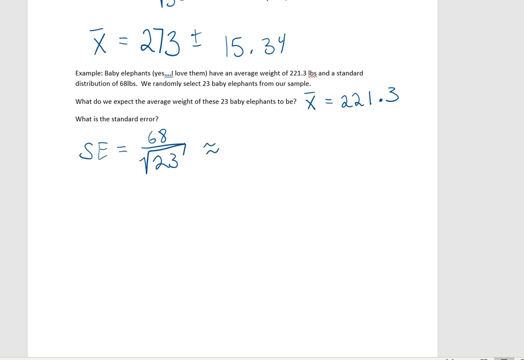Let's just go ahead and round that to 2 decimal places. So what we end up getting is 14.18. So again, the verbal interpretation of this is that if we take 23 randomly sampled baby elephants from our population, we expect the average of their weights to be the same as the population, so about 221.3, and we expect that to be off by 14.18 pounds.